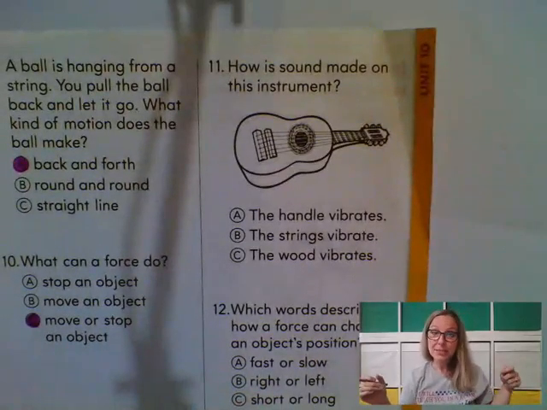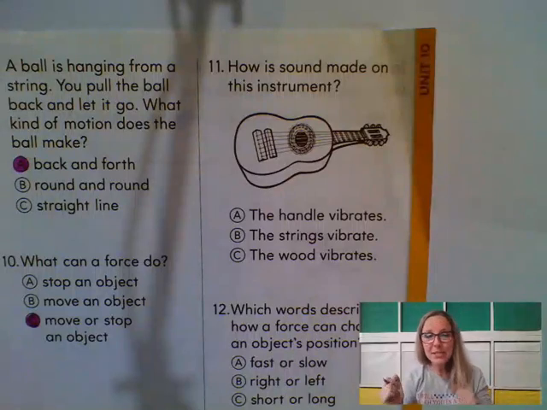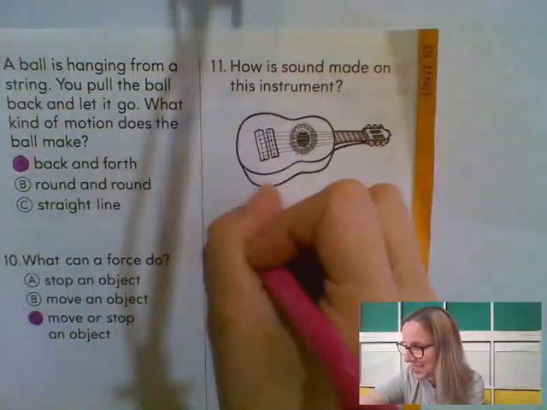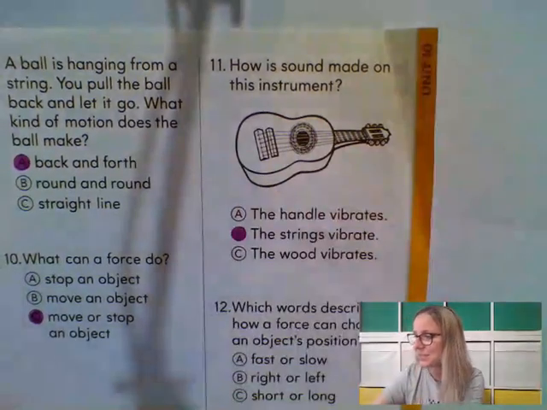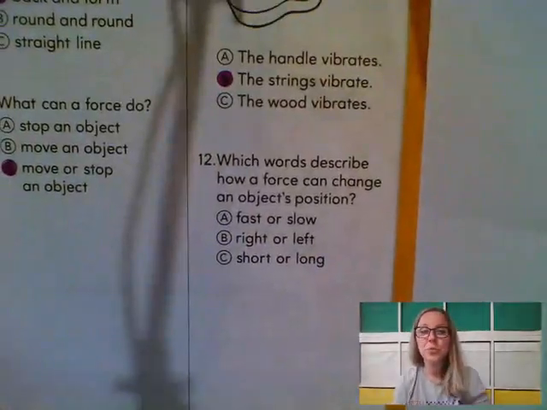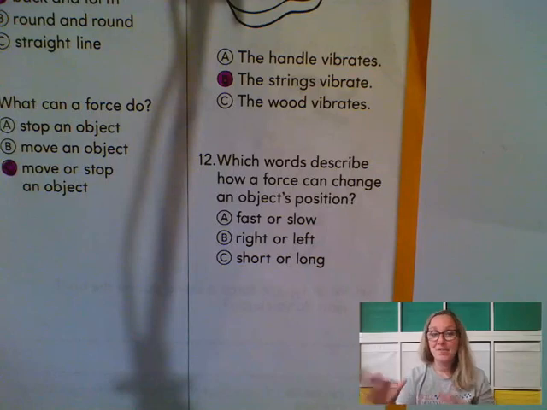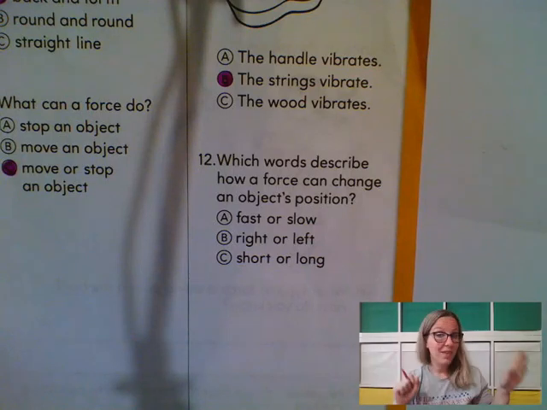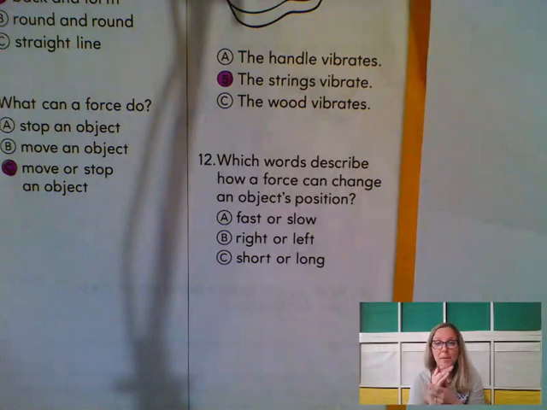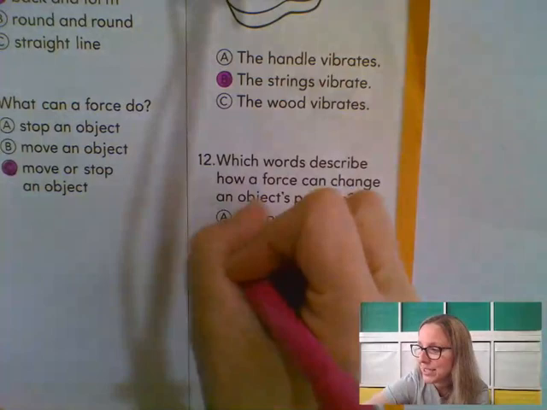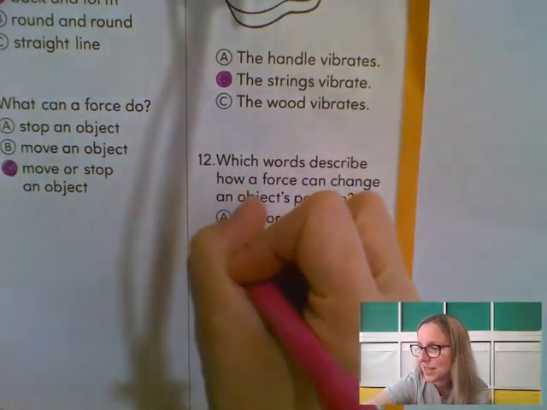Number 11 says, how is sound made on this instrument? A, the handle vibrates. B, the strings vibrate. Or C, the wood vibrates. What makes the sound on a guitar? It is B, the strings. Nice job. And the last one for our review says, which word describes how a force can change an object's position? Okay. Fast or slow, right or left, short or long. If you said right or left, you are correct because those are position words. They tell us where something is.